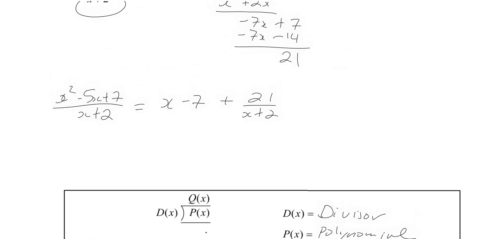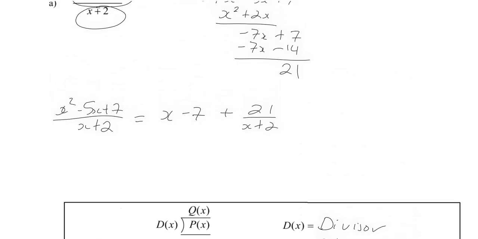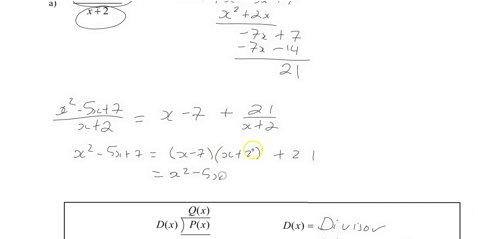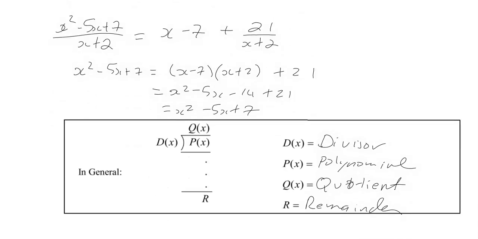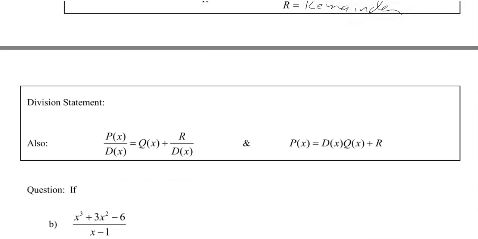Now a better way to state this is just to multiply everything by x plus 2. So we say the polynomial, okay, now this is a binomial, right? So it gets bracketed, times x plus 2 plus 21, right? Now, is this true? Well, we can expand this, right? So this will give us x squared plus 2x minus 5x minus 14 plus 21, x squared minus 5x plus 7. Okay, so there's two ways of stating it, right, which are these two guys here.